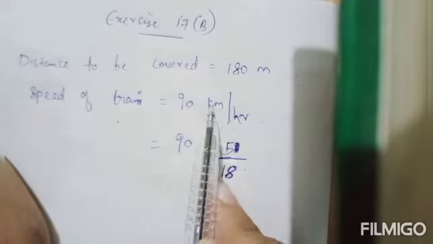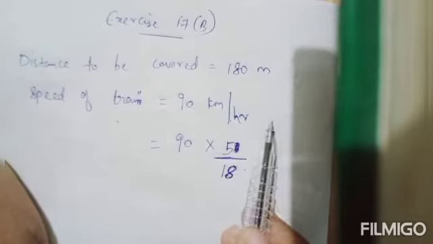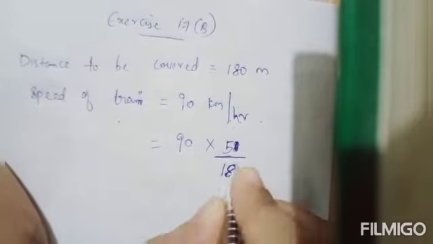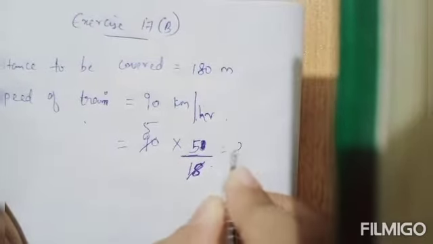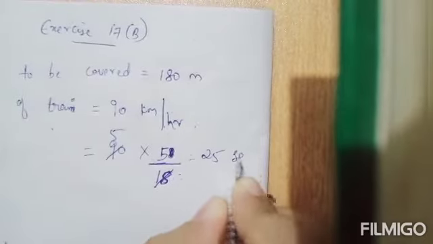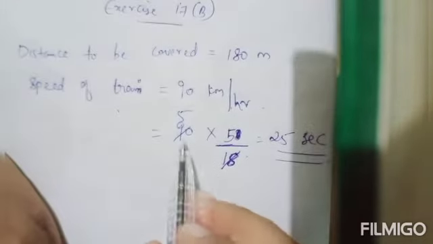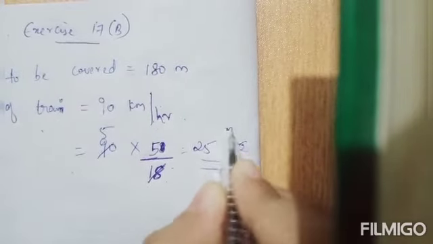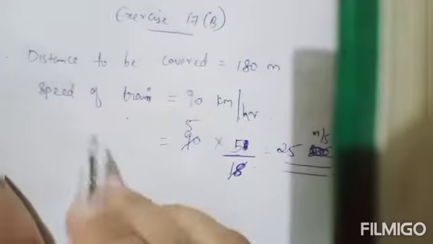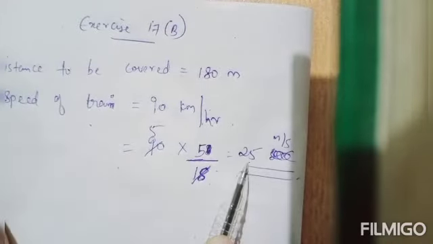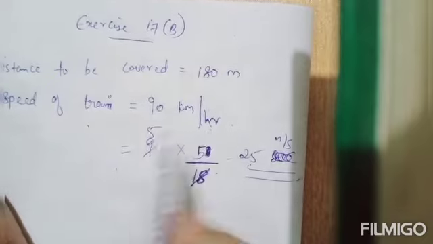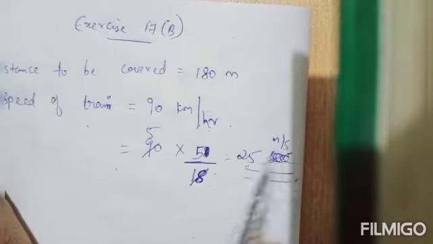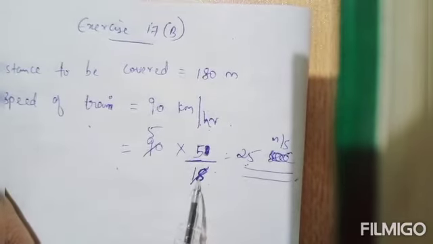Okay. So how can you convert kilometer per hour to meter per second? Just multiply by 5/18. So 90 into 5/18, what will you get? It is 25. Unit will be, sorry, meter per second. 25 meter per second. So this will be the speed of the train in meter per second. 90 kilometer per hour we are converting to meter per second. So how can you convert kilometer per hour to meter per second? Just multiply by 5/18.